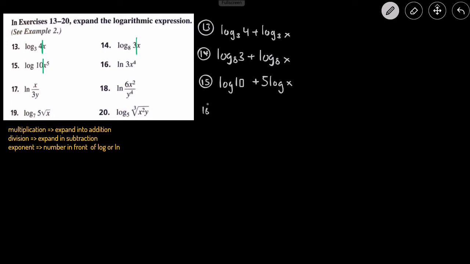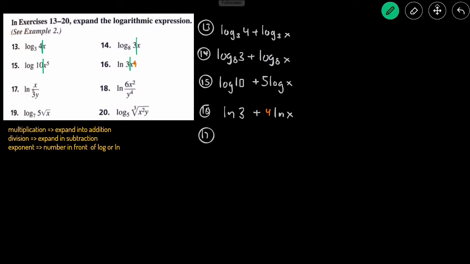Number 16. Here we have 3 times x to the 4th power. So we'll start with the natural log. Since it's 3x, it is going to be ln of 3 plus ln of x. And then that exponent, the number on the top, just moves and becomes a number in front of the natural log.